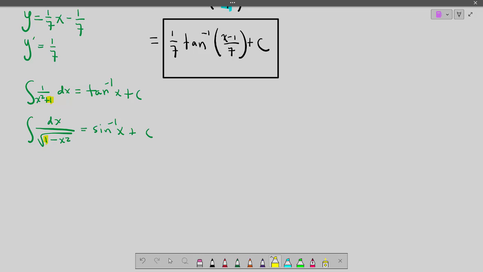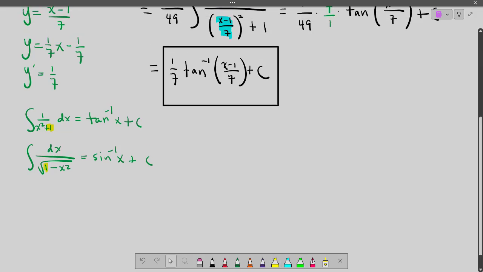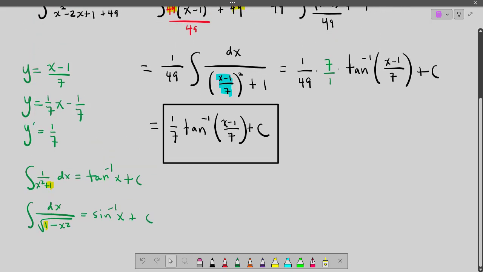Think a few years down the road: will you remember where you put a 1 over a? Probably not. But if you remember your two basic integrals and you understand reverse chain rule, you're fine. If you forgot reverse chain rule, you could always go back to substitution. Right here you could say let u equal x minus 1 over 7, and then you'd end up with a u squared plus 1, so you'd be back in this basic form. If we look at the basic forms and couple them with substitution or reverse chain rule, we just have to memorize less in the long run.